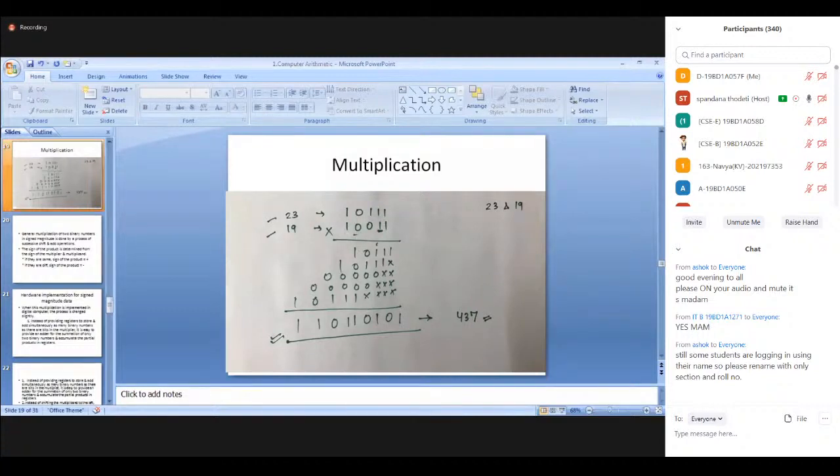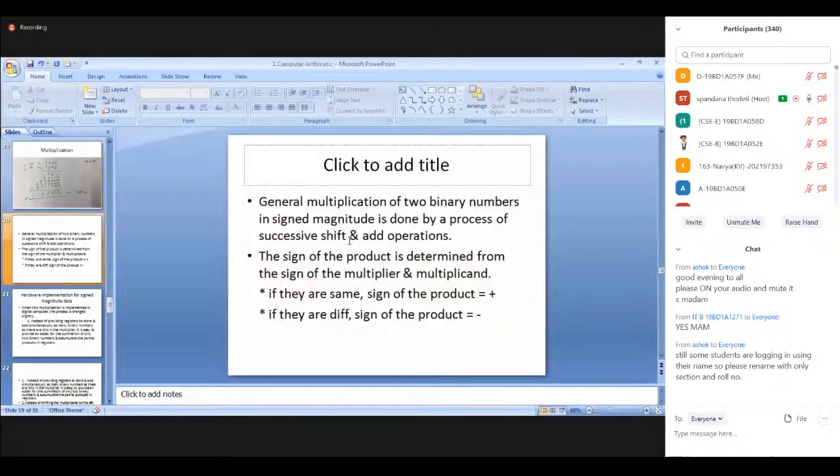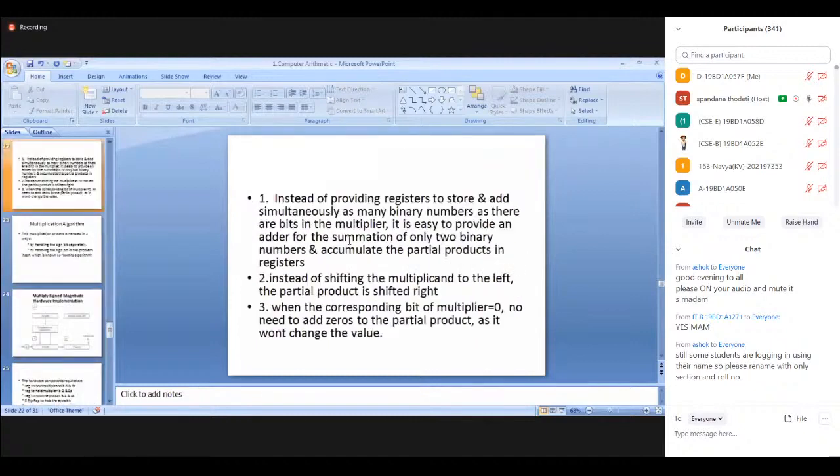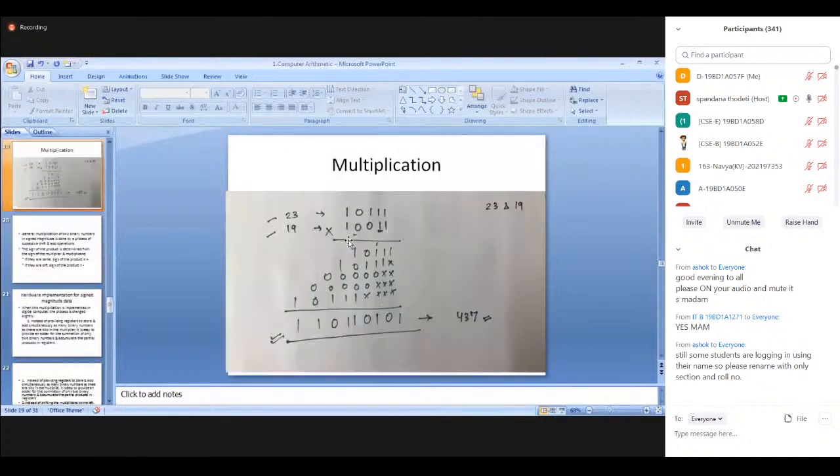But in computers, there is a slight change in this process when you perform the multiplication operation in our computer system. First, you need different registers. If the multiplier size here is 5, how many partial products are you getting? 1, 2, 3, 4, 5 partial products you are getting. So all these partial products need to be stored temporarily. So you require temporary registers to store all these partial products.